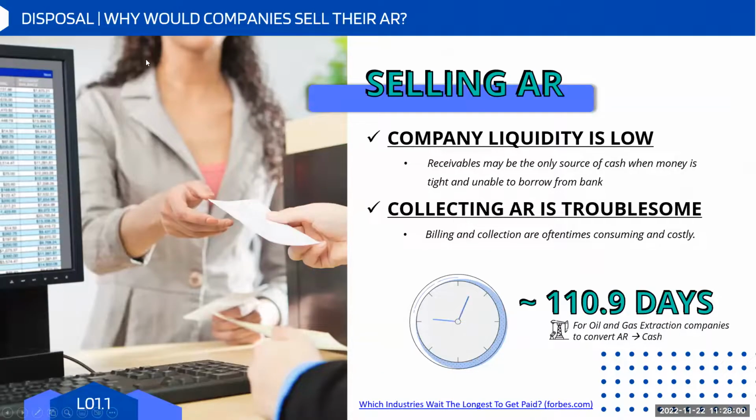The last step is disposing of AR. So, the question is, why would companies sell their AR? Sometimes, low na yung liquidity natin, meaning we need cash. Pero as long as we have receivables lang, we can't use receivables to pay for accounts payable, right? So, sometimes we need cash right now. And therefore, the only remedy that we have is to sell the AR. Other reasons would be collecting AR is troublesome. On average, some companies have like 110 days to collect AR, like for oil and gas extraction companies. So since ayaw nila maghintay ng 110 days, they sell their AR.